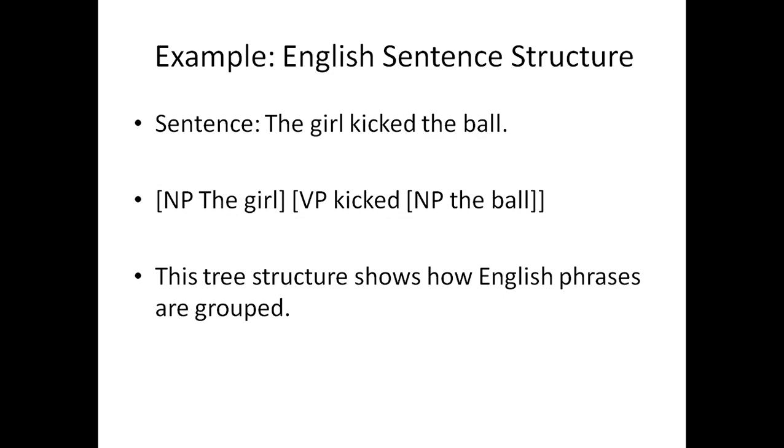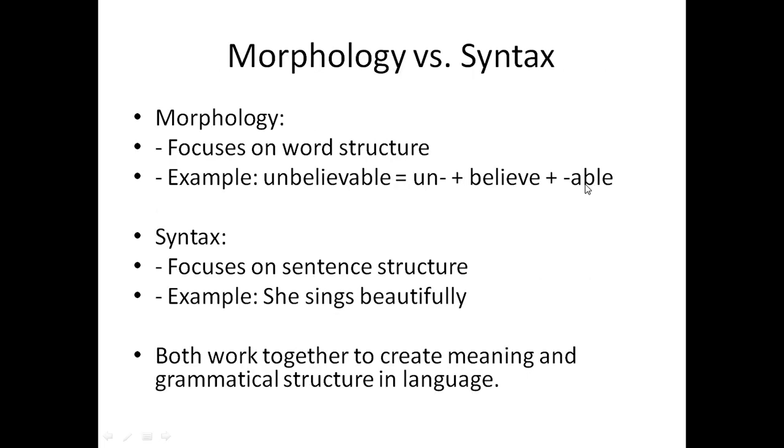Now let's look at this simple English sentence structure. The girl kicked the ball. Now "the girl" is a noun phrase. "Kicked" is a verb phrase. "The ball" is also a noun phrase. This noun phrase is functioning as the subject, this as the verb, and this as the object. Okay. Now this tree structure shows how English phrases are grouped. Okay. See, noun phrase, verb phrase, and noun phrase.